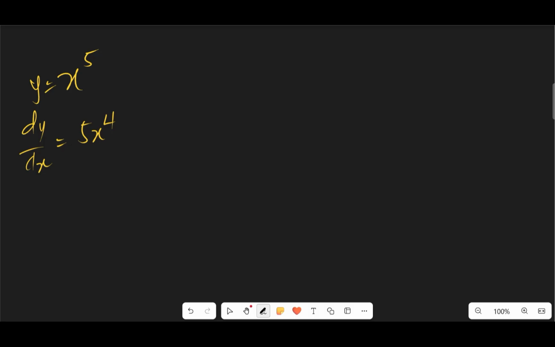What do I mean? If I have x to the power 5 as my function and I find the first derivative as dy dx, that is 5x to the power 4. If I want to differentiate again, it's no longer going to be dy dx, but it's going to be d squared y over dx squared. Meaning I have to differentiate this one again. So 4 times 5 gives me 20x to the power 3. And that is what we call the second derivative, differentiating 2 times.